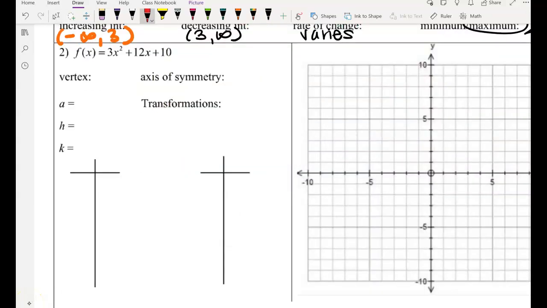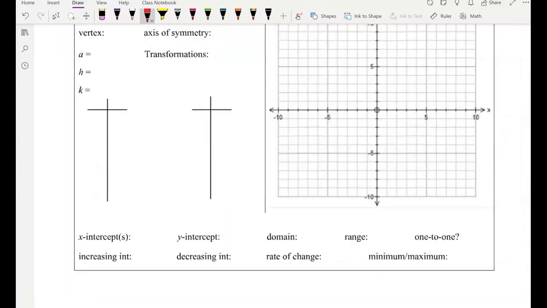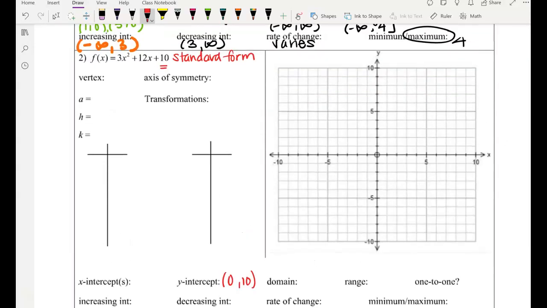Okay, so f of x equals 3x squared plus 12x plus 10. This is definitely in standard form. And standard form, students, is easiest to find the y-intercept. The y-intercept is straight up 10. So let's write that down, 0 comma 10, which we could also plot right away. Okay, now the a value is 3.